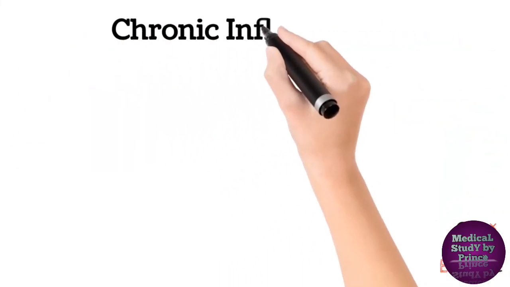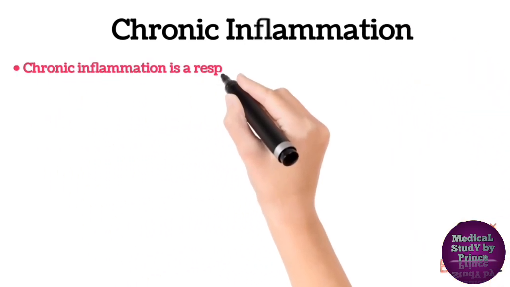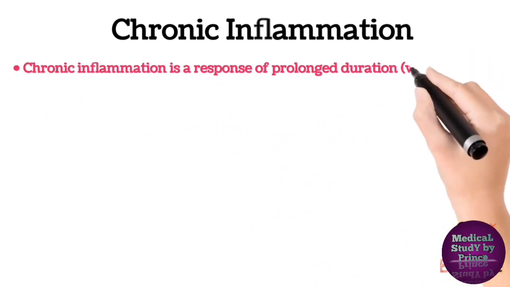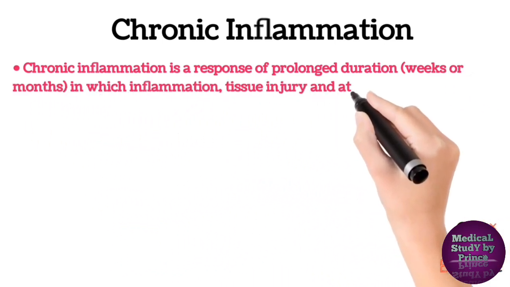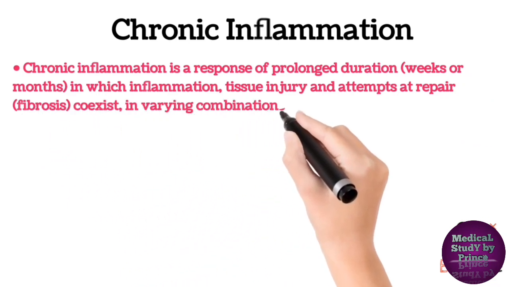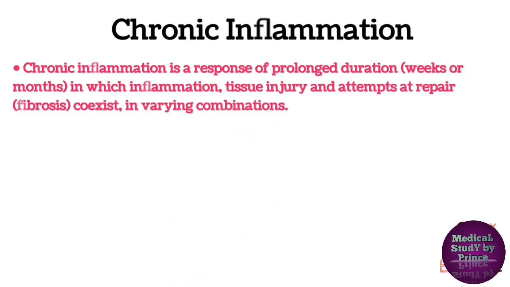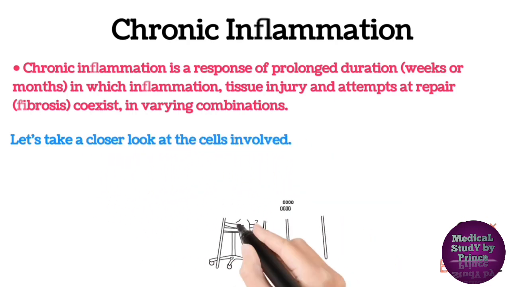First of all, we have to understand what is chronic inflammation. Chronic inflammation is a response that lasts for weeks or months, characterized by a combination of inflammation, tissue injury, and attempts to repair. Now let's take a closer look at the cells involved.